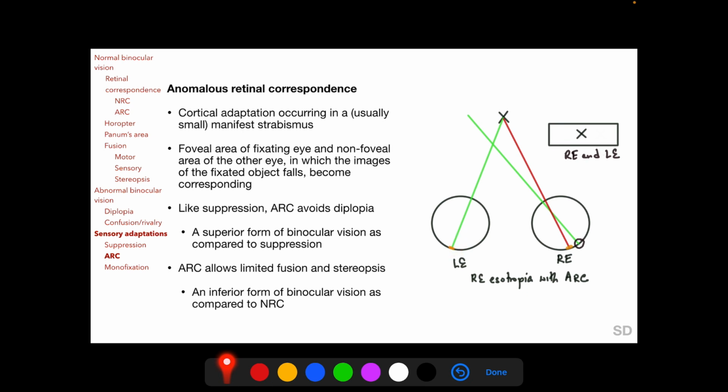As a result, like peripheral suppression, anomalous retinal correspondence avoids diplopia. Unlike suppression, in which one eye does not see, in anomalous retinal correspondence, both eyes are seeing the target. So anomalous retinal correspondence is a superior form of binocular vision as compared to peripheral suppression. And since both eyes are seeing the target, anomalous retinal correspondence allows limited fusion and limited stereopsis, but is an inferior form of binocular vision as compared to normal retinal correspondence.